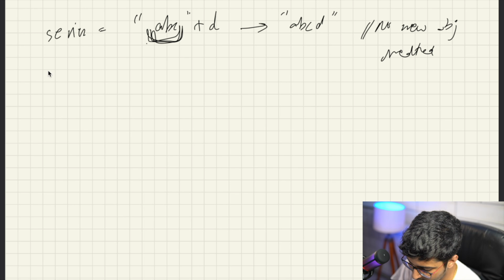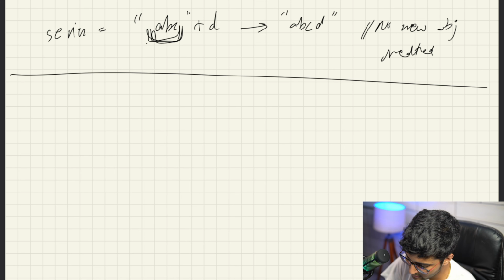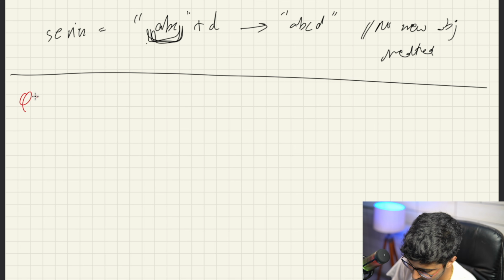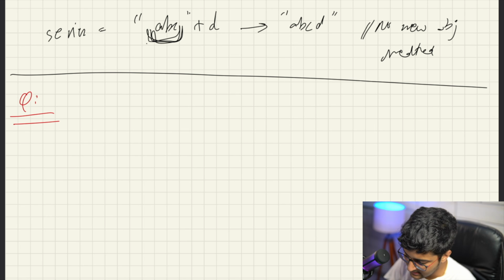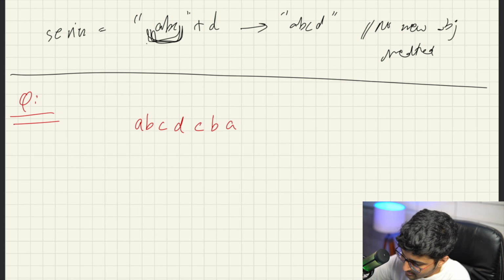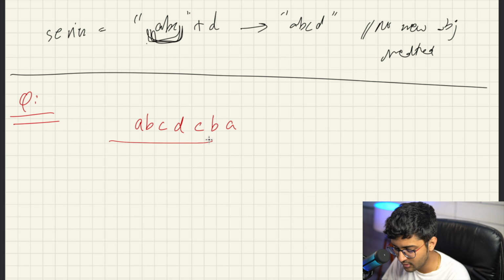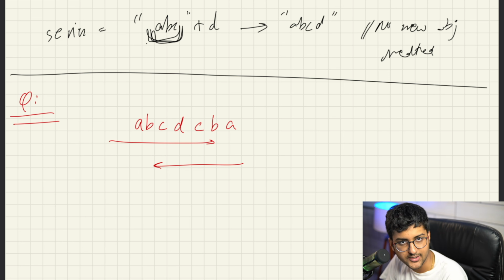So a simple one we can do is check if a string is a palindrome or not. Let's say that is a question. For example, you're given something like A, B, C, D, C, B, A. This is a palindrome. Palindrome means that if you read it from left to right, it should be the same as reading it from right to left.